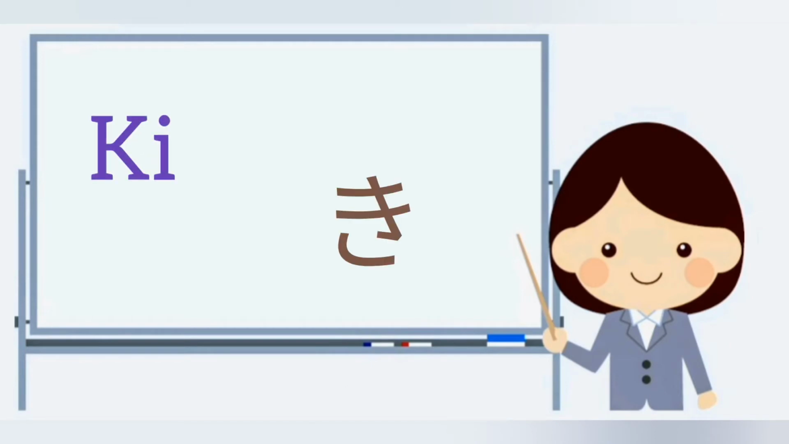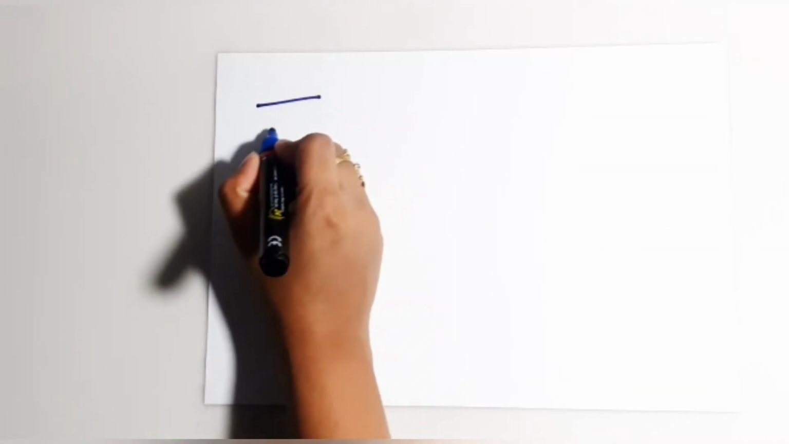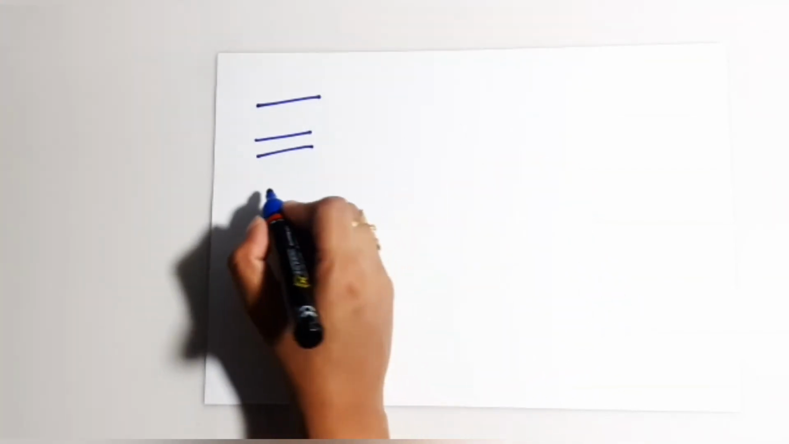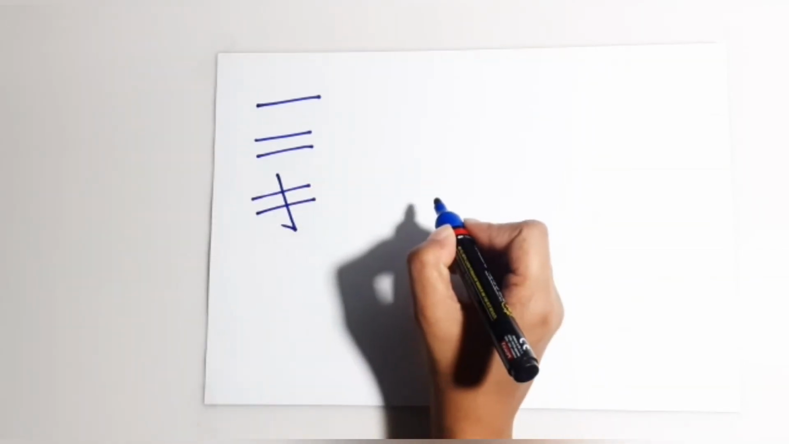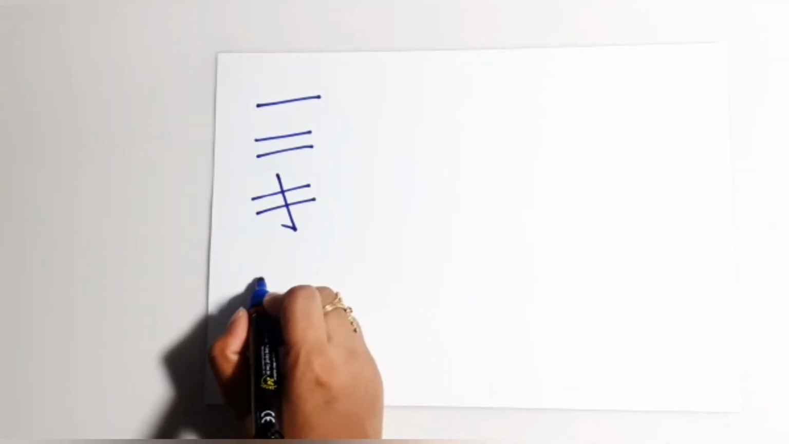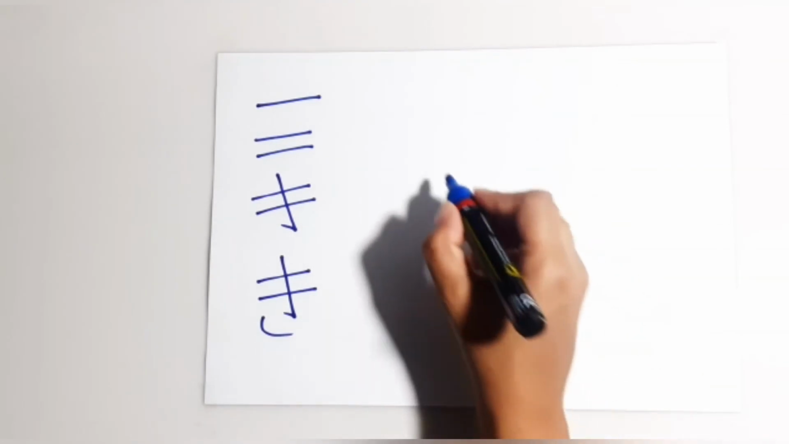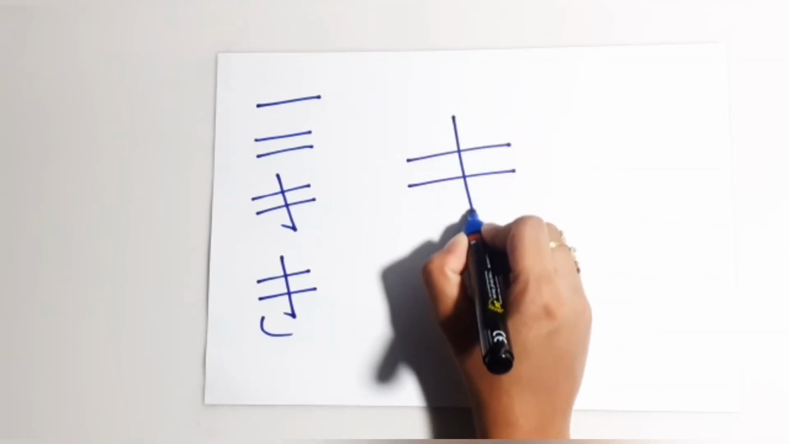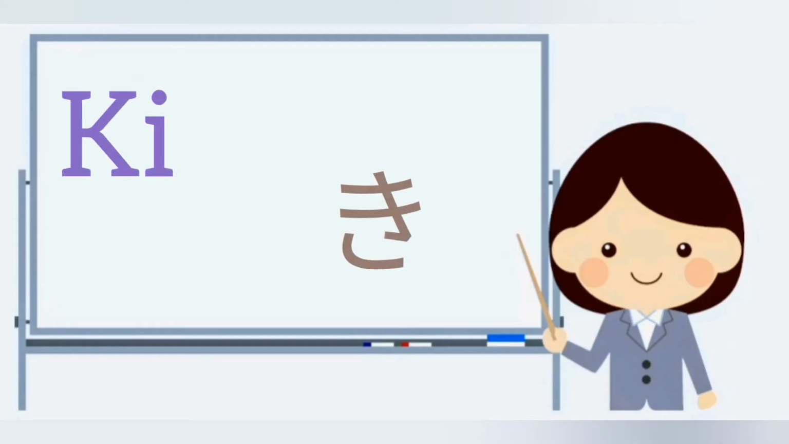Second one, Ki. First step. Second step. Third step. Fourth step. Ki. Letter Ki.